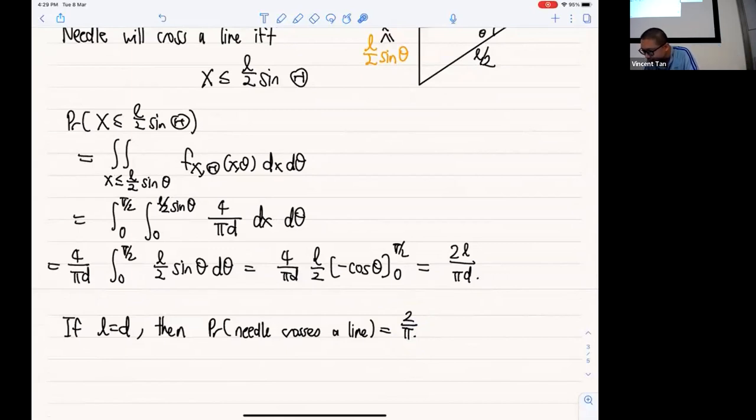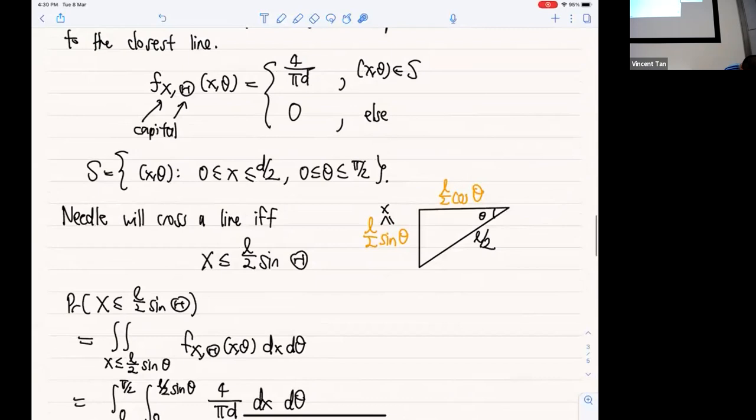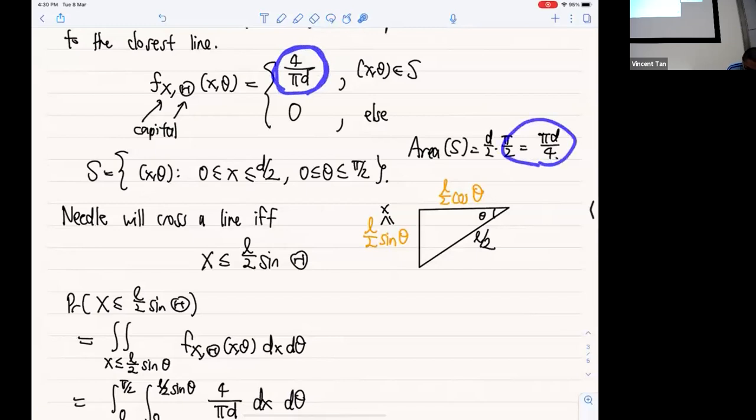Why did we reciprocate? Valencia, thank you very much. Because the area of S is equal to d over 2 times pi over 2, which is pi d over 4. And as I mentioned at the beginning of this lecture, the probability density function is the reciprocal of the area, assuming uniformity. Oh, yes, okay. She says okay. So we are all good. All right. So this is the reciprocal of that. Reciprocal means 1 over.